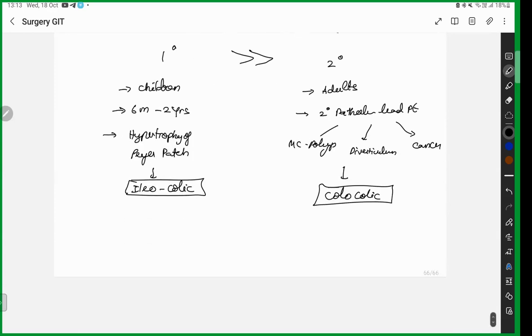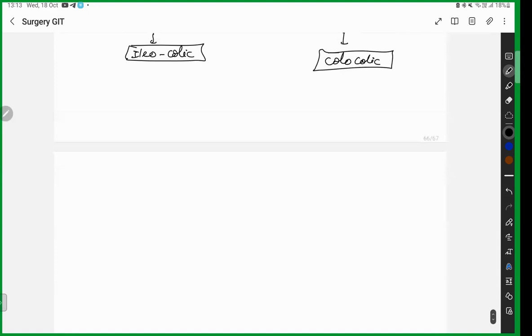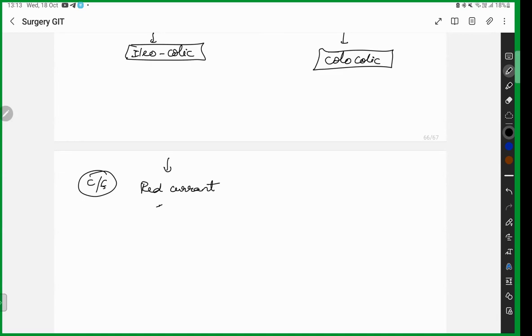What are going to be the clinical features and signs? The features of intestinal obstruction. Number one, in children, if you take primary, there is going to be red currant jelly stools. We're going to get red currant jelly stools.